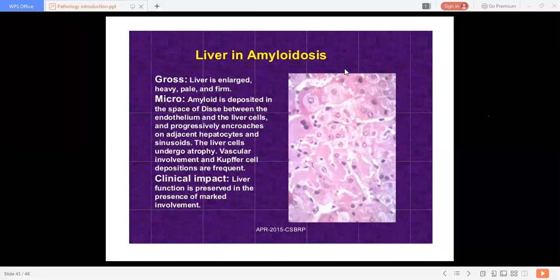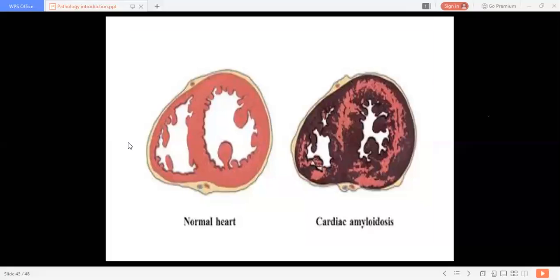So next we are going to discuss the next organ, that is the heart. Amyloid depositions of the heart. The heart may get enlarged and become firm. The heart becomes enlarged and firm.